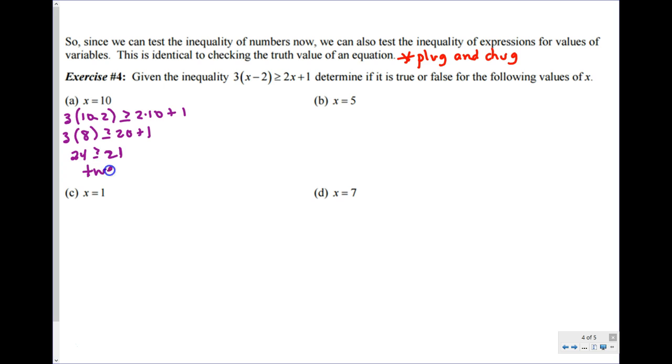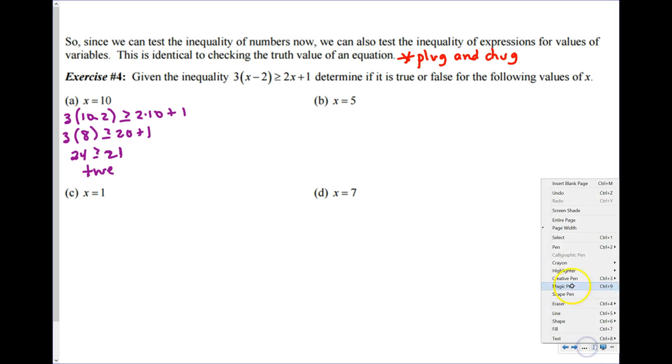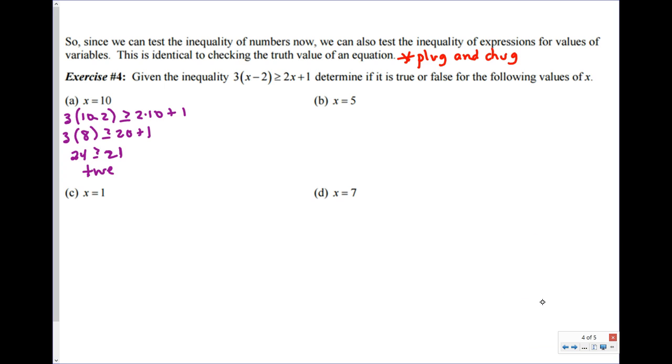This is true. Okay? Why don't you try the next 3 on your own by plugging in these values in for the equation and see if you can determine if it's true or false for that given value, right? We're trying to see if this number makes inequality true or makes inequality false. Okay, so pause the video and try on your own. Alright, now that you've tried on your own, let's take a look at your solutions.